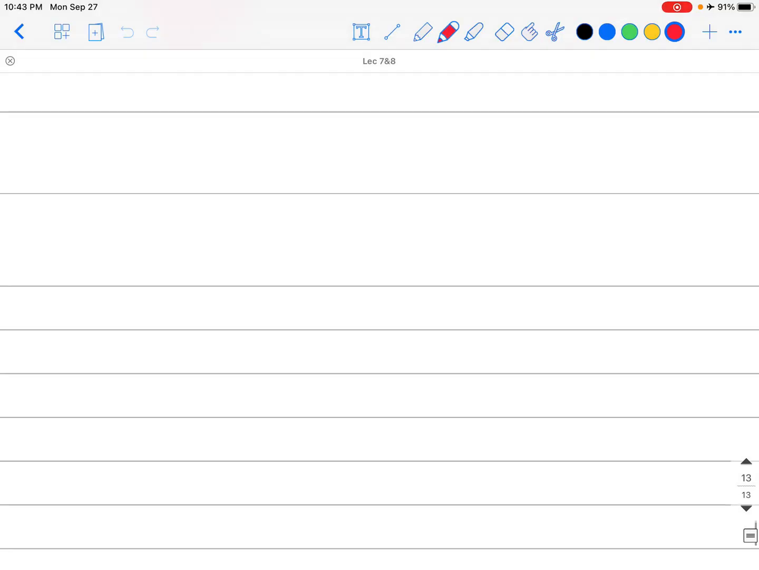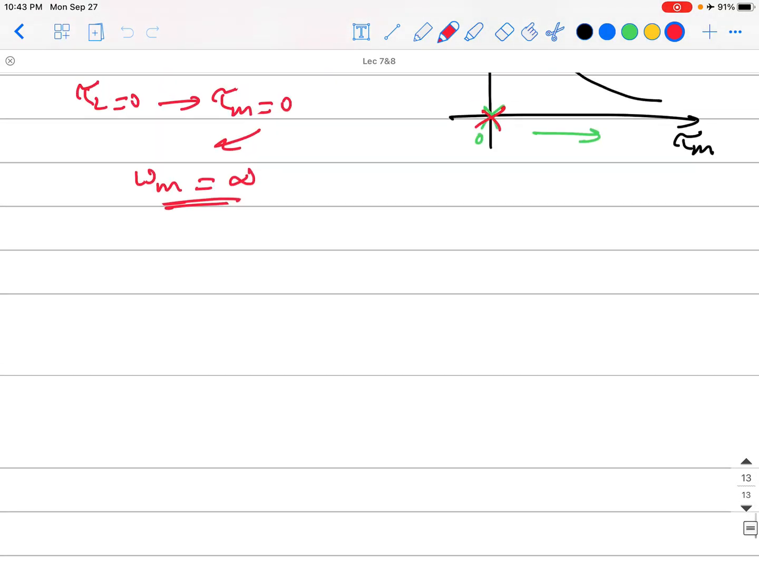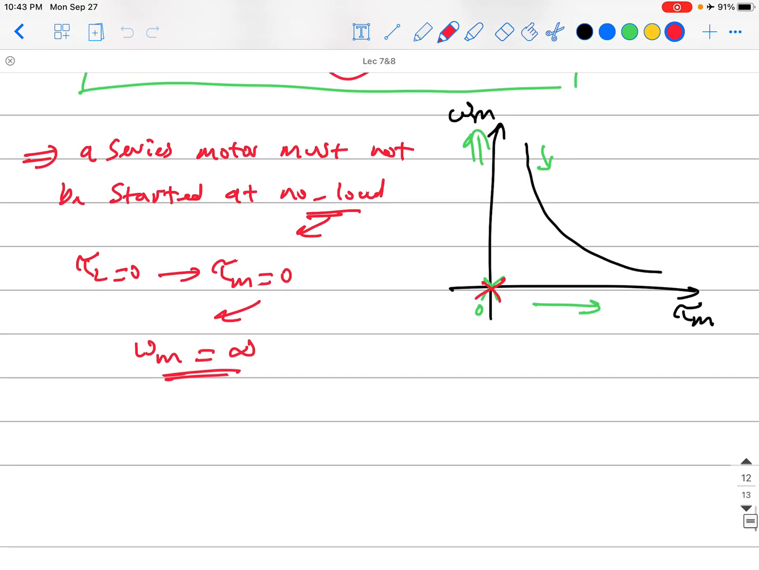So that's a very important hint to have in mind here in the series motor, like we had before in the shunt motor when you said you cannot start it at 0 flux. Here you cannot start it at 0 torque. Okay, guys? The torque here means the load torque, of course.